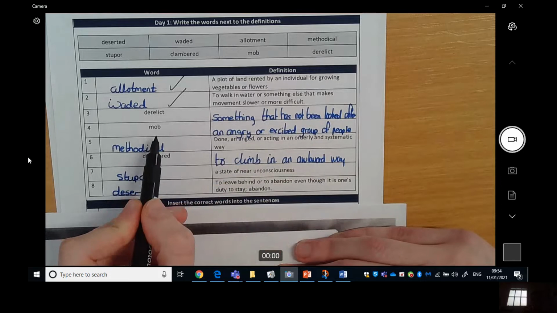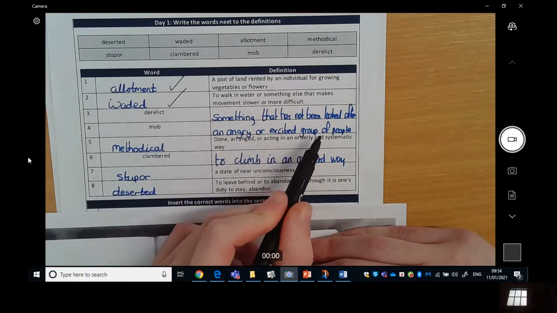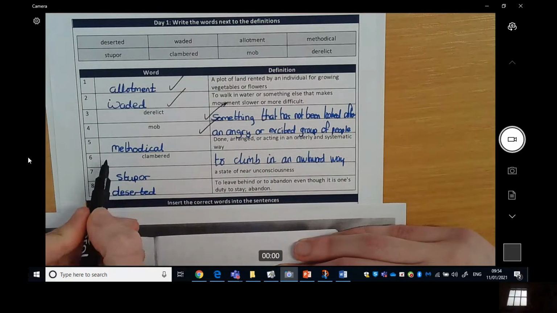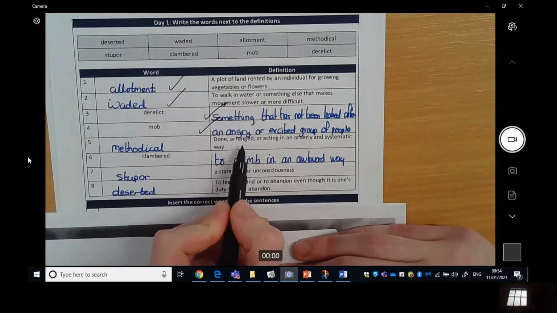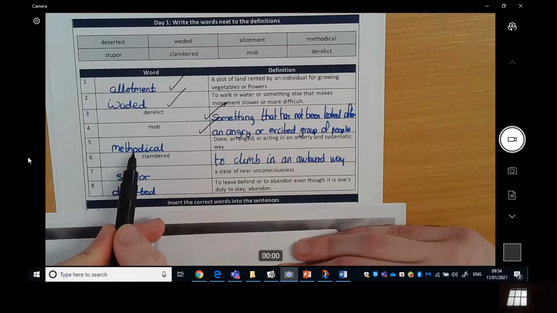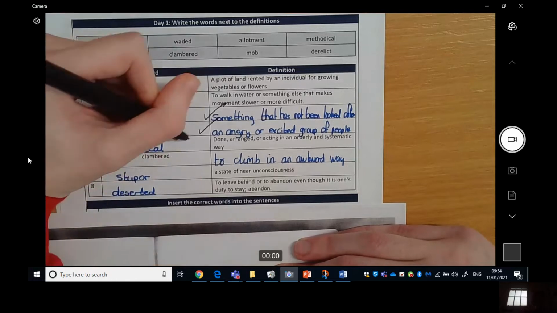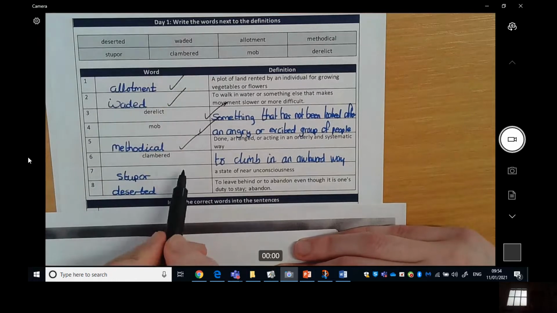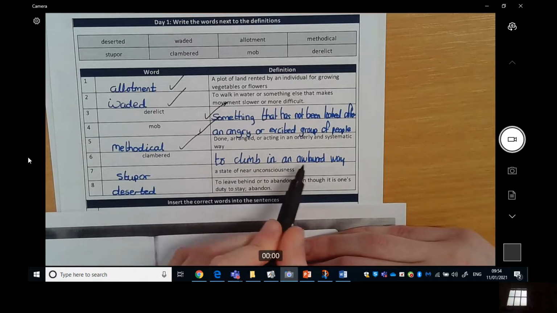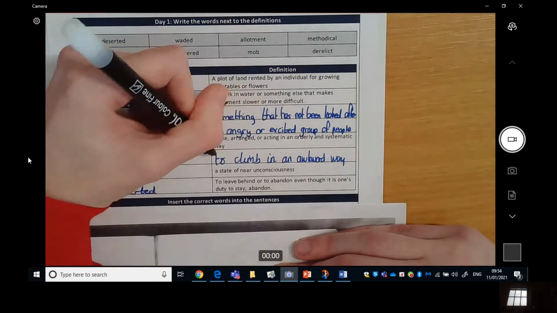Next word, mob. Mob is an angry or excited group of people. So keep ticking or fixing. Next, something that is done, arranged, or acting in an orderly and systematic way. That means methodical. So well done if you got that one. Next word, clambered. Clambered is very like climb, so I can use the word climb in my definition, but it means to climb in an awkward way. So you can tick that one.